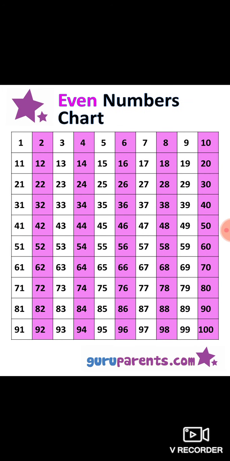Okay, the next one is the even number chart. In this, the numbers from 1 to 100 which are highlighted vertically in pink color are called even numbers. Listen, children, the numbers from 1 to 100 which are highlighted vertically in pink color are called even numbers. For example, 2, 4, 6, 8, 10, etc., up to 100.